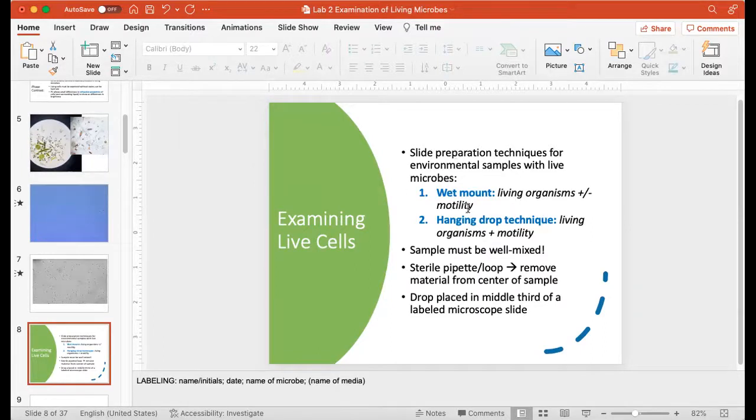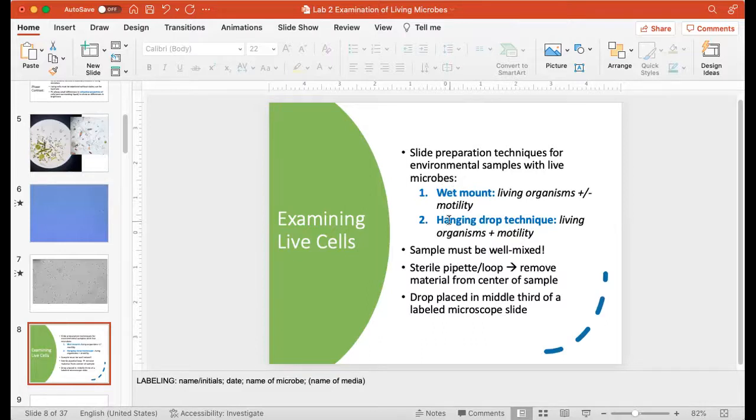Wet mounts are very, very common. We use them a lot, and that's because they're very easy to make. They'll allow us to examine living organisms that may or may not be motile. That's why I have the plus or minus here. We use wet mounts to examine living organisms that may or may not, plus or minus, be motile. Hanging drops are a little harder to make, and so we don't use them as much. We would use a hanging drop specifically for motility. We're trying to find motility.